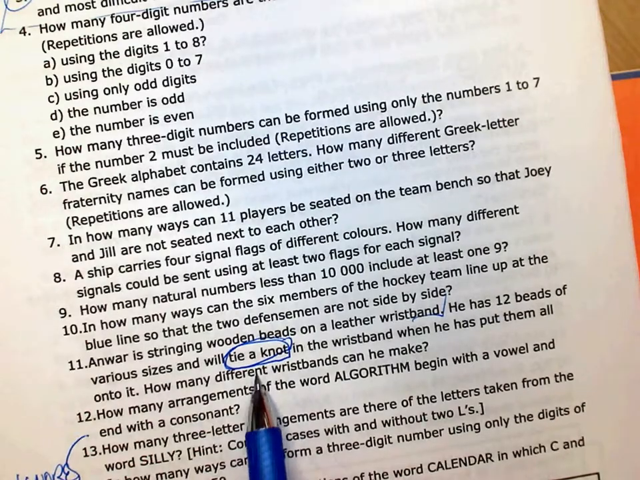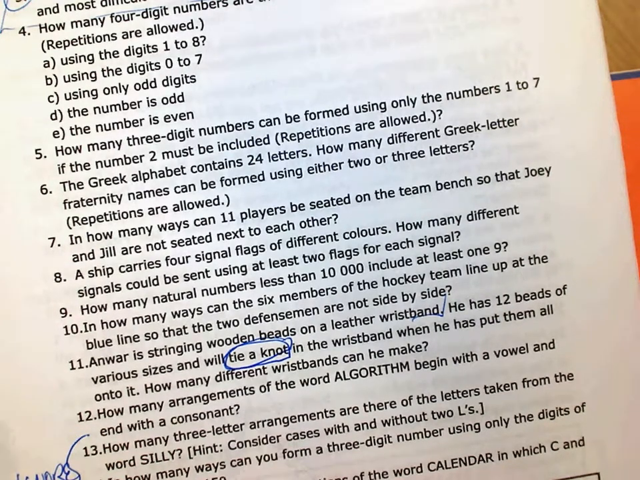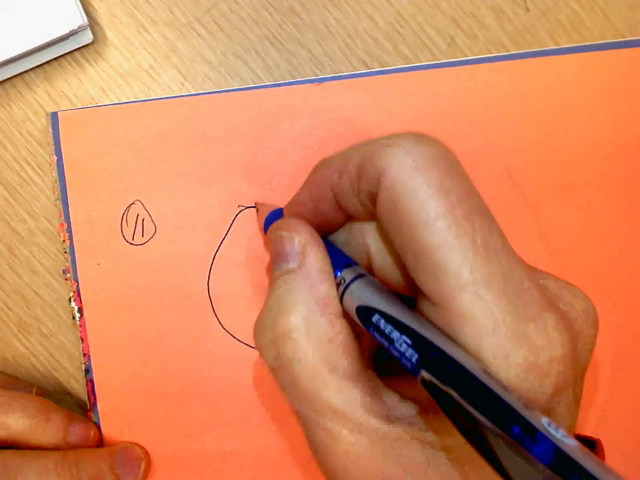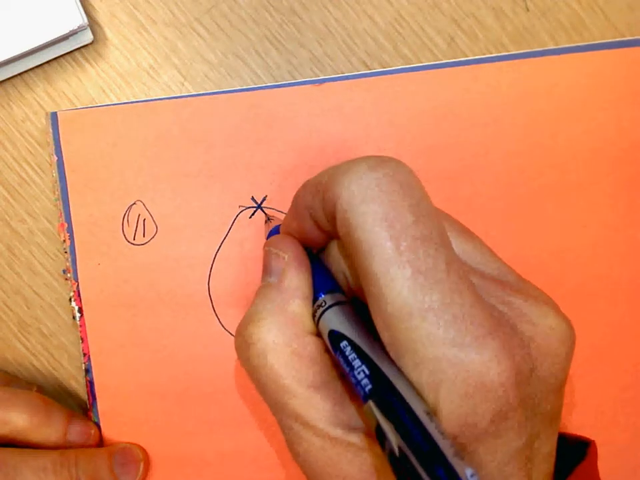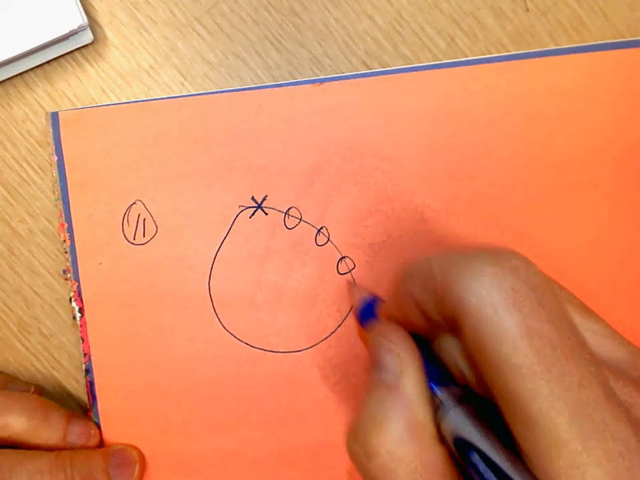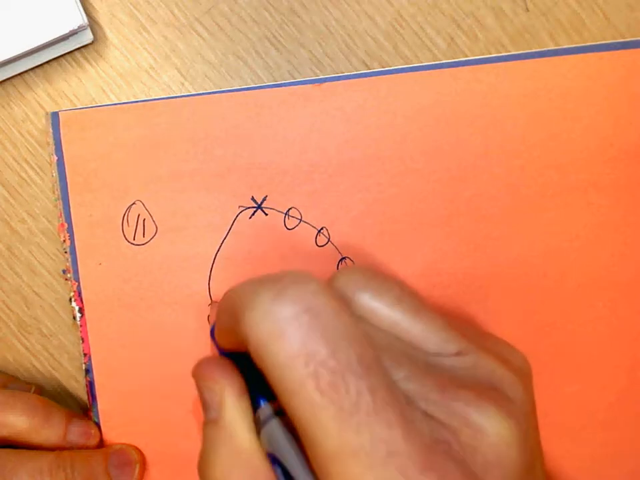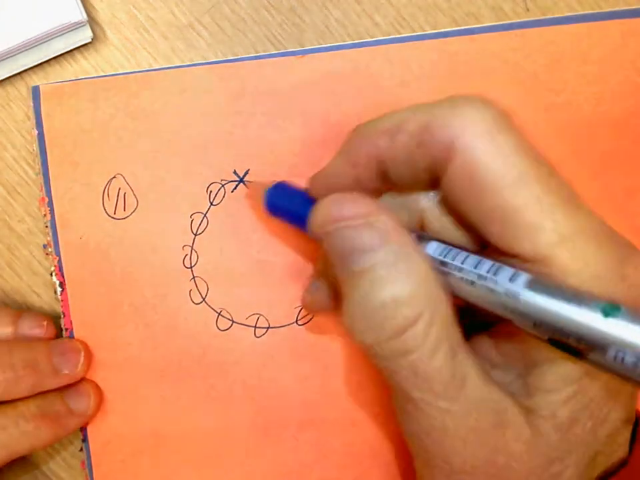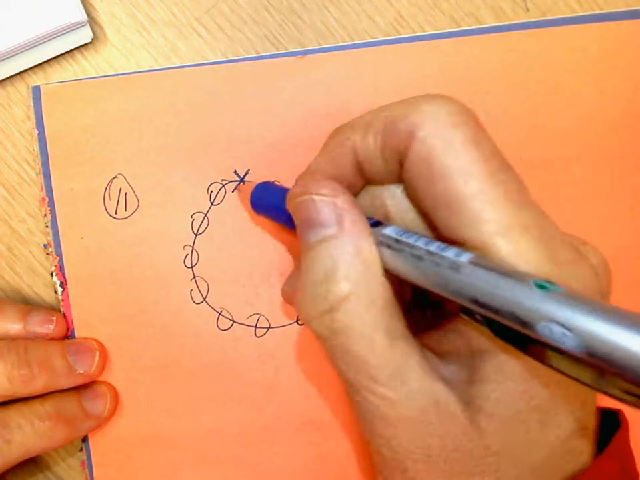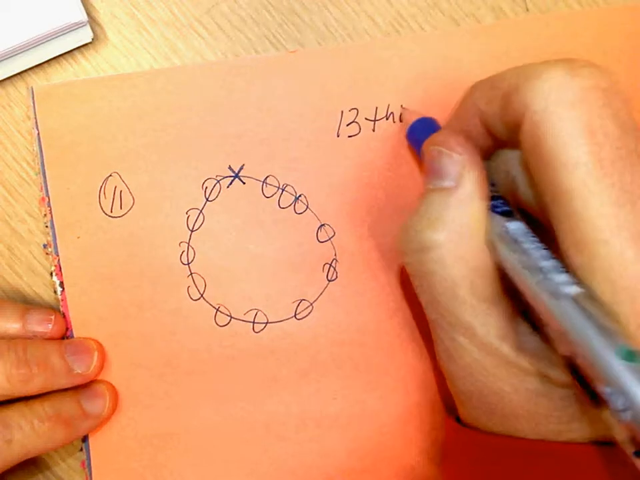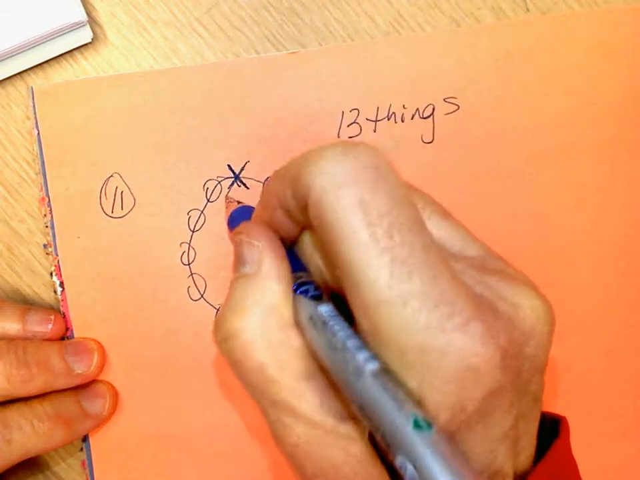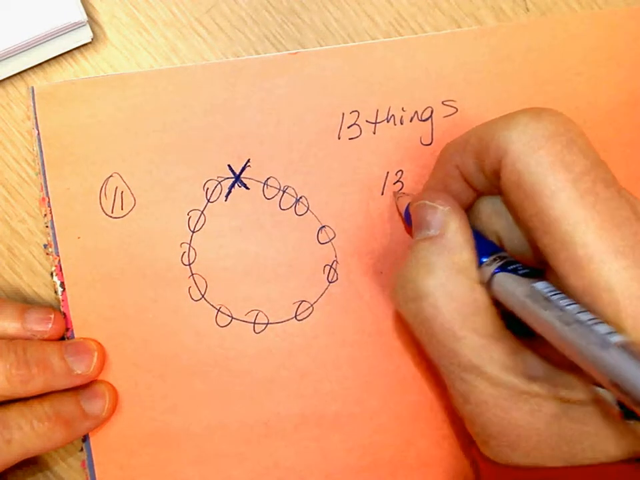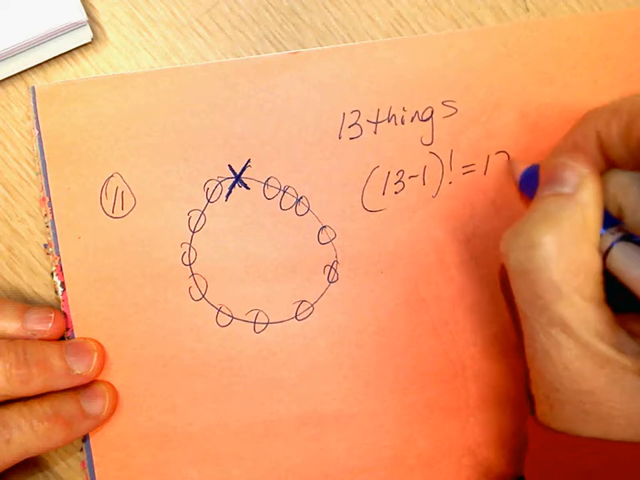Okay, so let's maybe draw a picture that we have our necklace, and here is a knot, and then we have 1, 2, 3, 4, 5, 6, 7, 8, 9, 10, 11, 12. Okay, we have 12 beads. So we really have 13 things, right? So we'll arrange the 12 beads relative to the knot. So it's 13 minus 1 factorial, which is 12 factorial. And that should get you your answer.